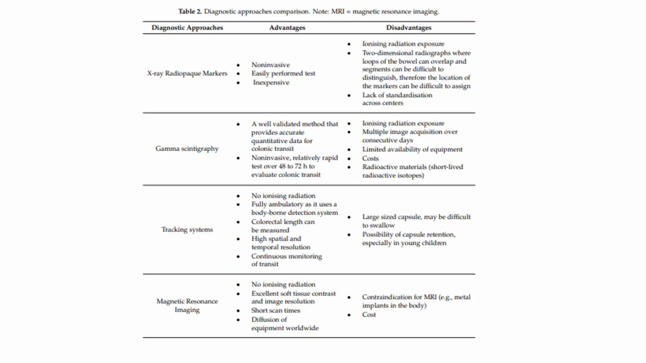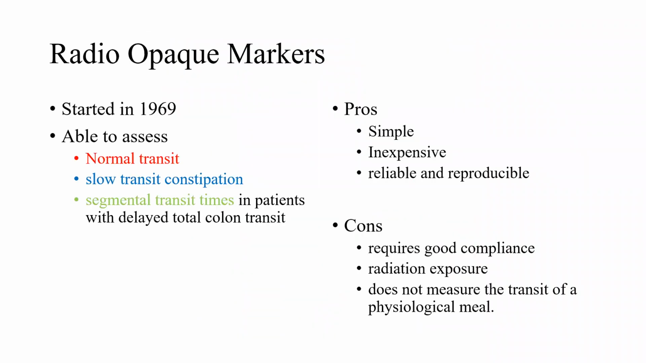There are a few ways and methods to assess colonic transit. The commonly used one would be the radiopaque markers. The other modalities include scintigraphy, tracking systems, and also MRI. With regards to radiopaque markers, this concept started in 1969.